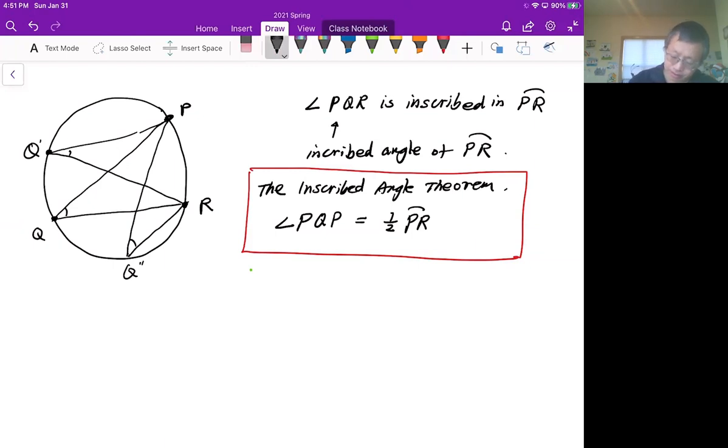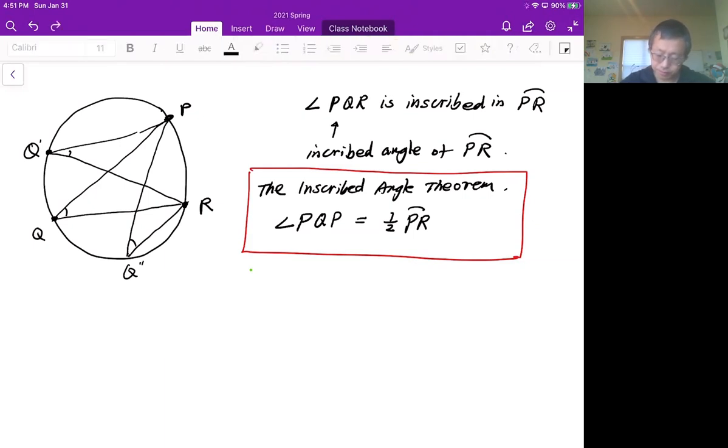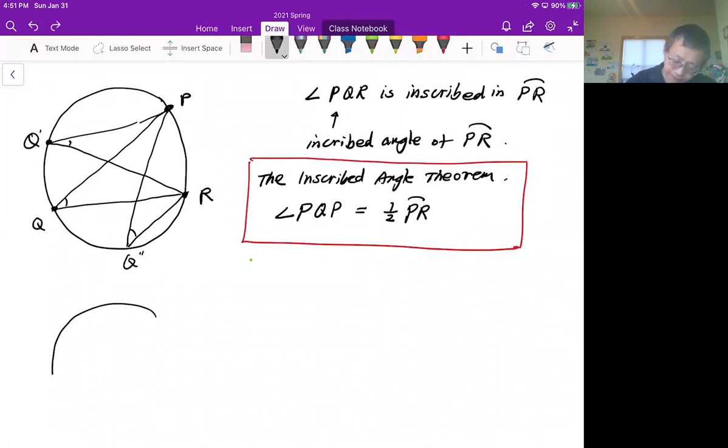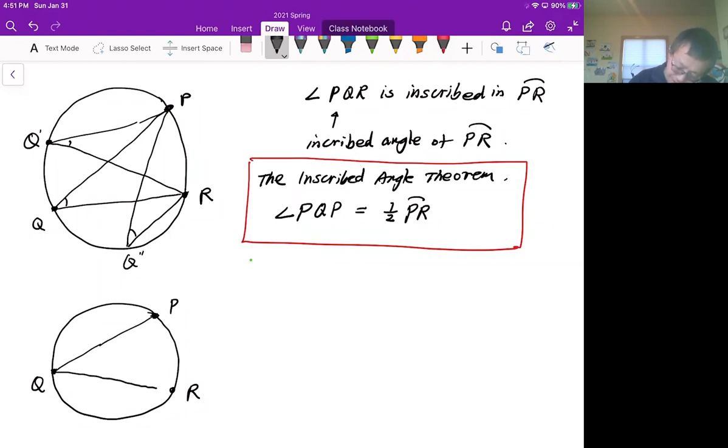All right, let me just draw the picture again. If I have this, let me put one of these here. So P is here, and R is here, and Q is here. I want to show that this angle is actually one half of the measure of the arc. So think about that.